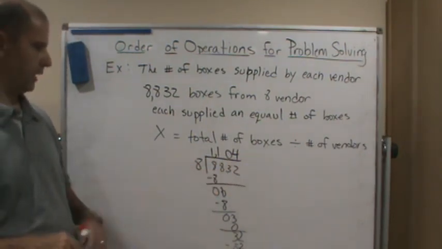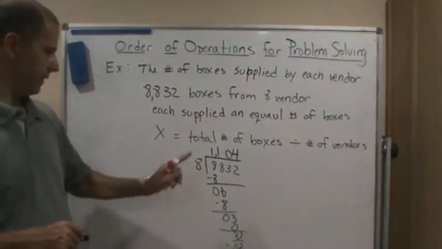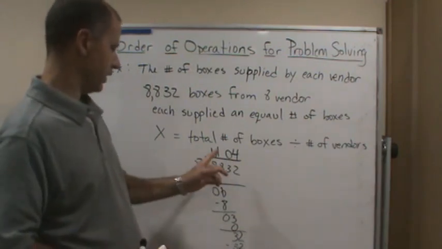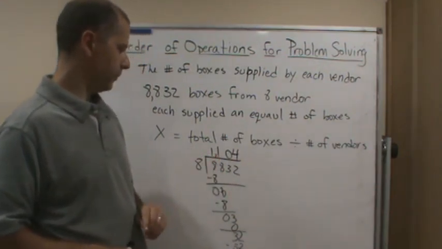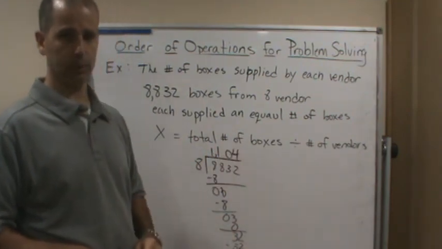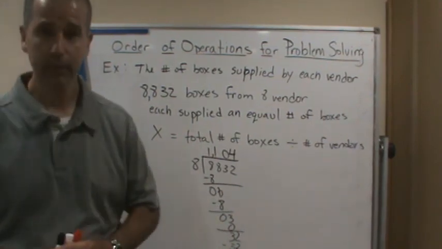But it turns out to be 1,104 boxes for each one. And that is the answer. So what does it mean? Each vendor, so again, interpretation. Each vendor supplied 1,104 boxes was supplied by each vendor. That's the answer. Okay, we'll do another one.